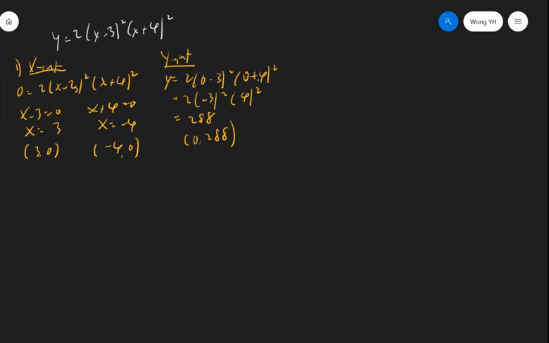Alright, so we'll plot the graph here. So we get (3, 0), so somewhere here, (3, 0). And we get negative 4. And we get the (0, 288). So this one is way up there. Since I'm not drawing according to scale, I'll just estimate and put somewhere here. So we get 288.